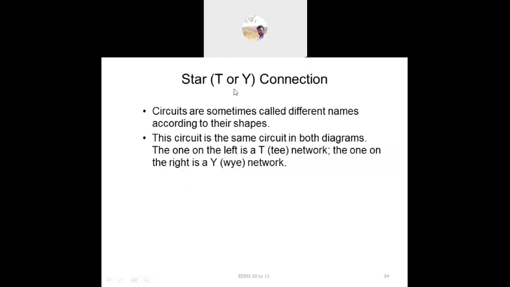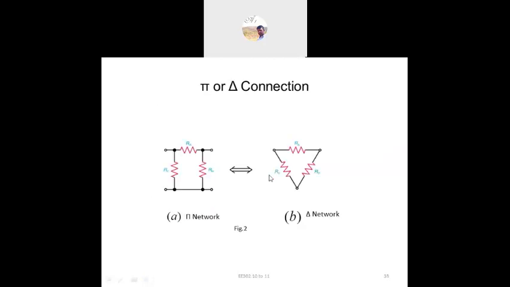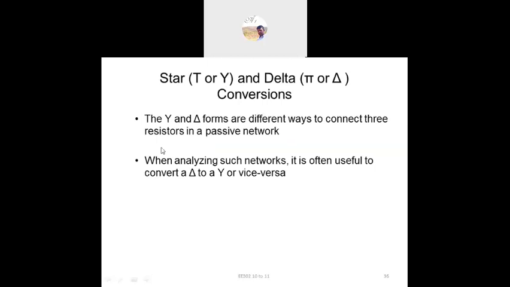The star connection is also called the T connection or Y connection, different names according to the shape. Both diagrams are equivalent, whether star or T connection, and likewise either pi or delta. If a question comes, we have to observe the diagram; if it is drawn as a pi connection, it is the same as delta. Star and delta are different ways to connect a passive network. When analyzing such networks, it is useful to convert, so the problem becomes easy with delta to star and star to delta. We need both.